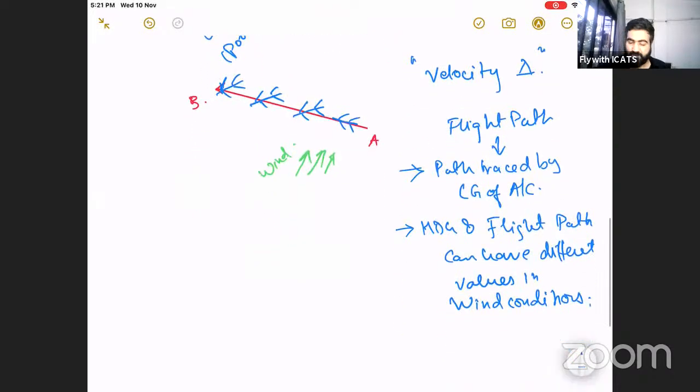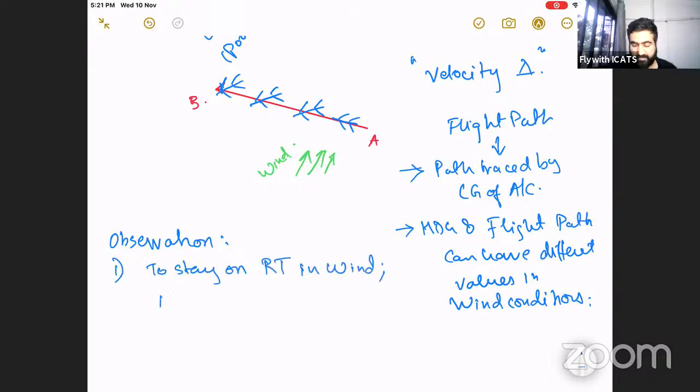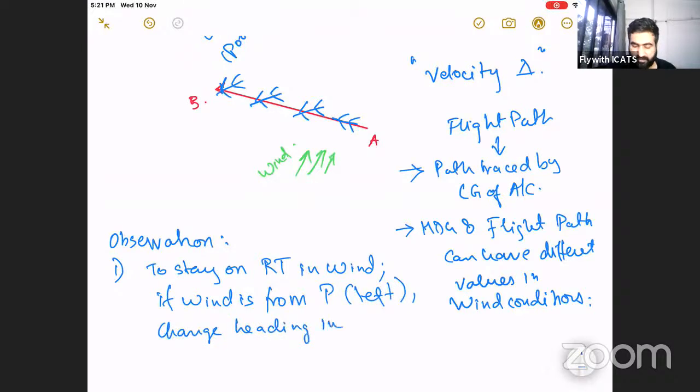So what happens? What is your observation in this case? Observation one: to stay on required track in wind, if wind is from port, that is left, change heading into the wind. In brackets, I'll write, you also turn left to adjust your heading.